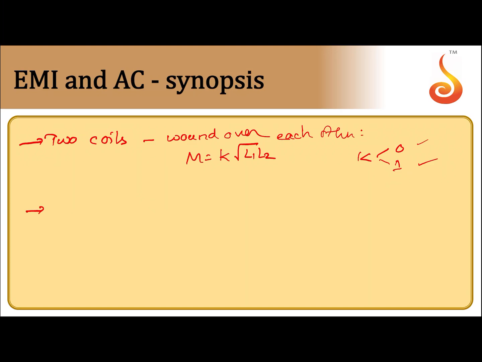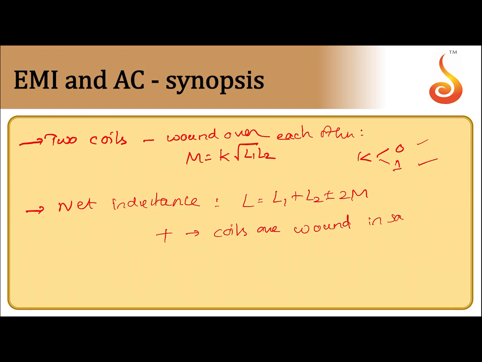In general, the net inductance is given by L is equal to L1 plus L2 plus or minus 2M, where plus is used if the coils are wound in the same direction, in the same sense we'll call, and negative if the coils are wound in the opposite sense. And remember, these are for series combination.